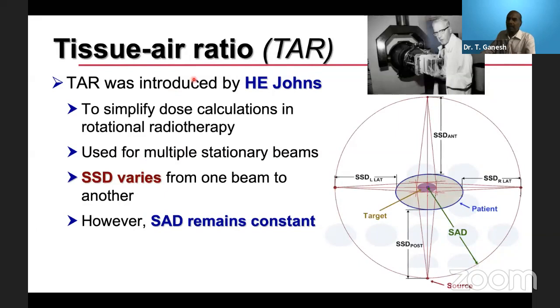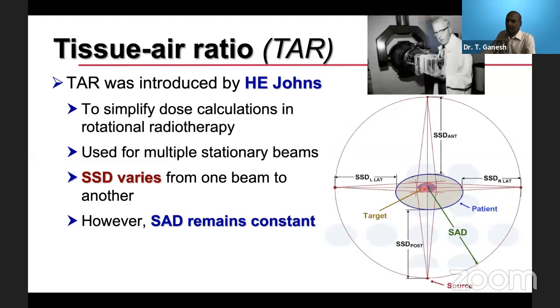The tissue air ratio was developed by Harold Elford Johns, H.E. Johns, the scientist, the physicist who actually developed the first telecobalt unit in the world in the 1950s in Saskatoon, Canada. This tissue air ratio concept was developed by him to simplify the dose calculation in rotational therapy. And also it can be used for multiple stationary beams such as like this. You can see here anterior and posterior beams, and then two parallel opposing right and left lateral fields.